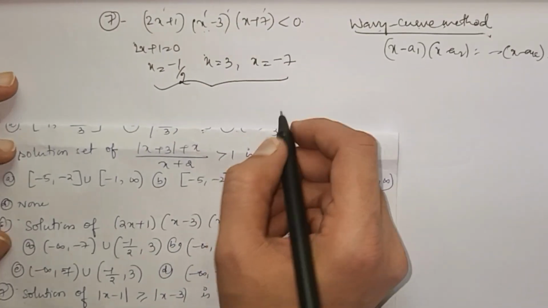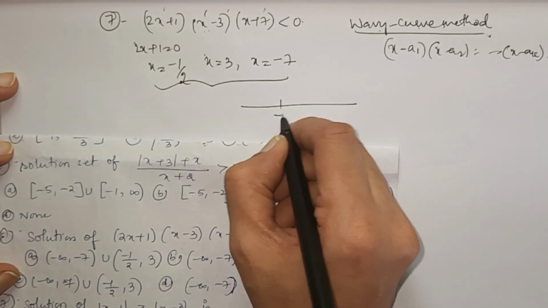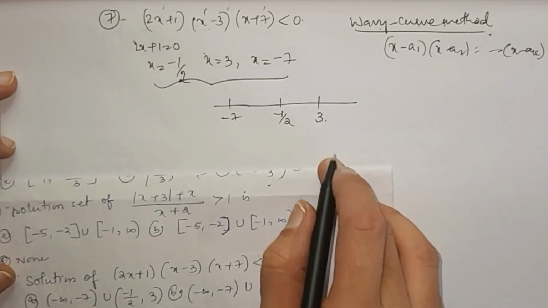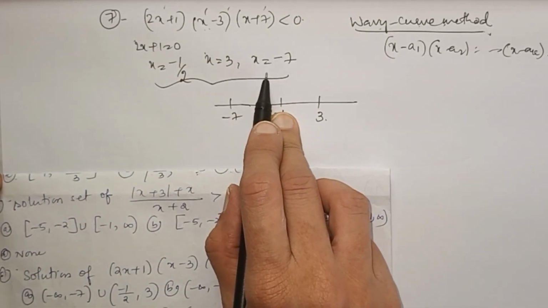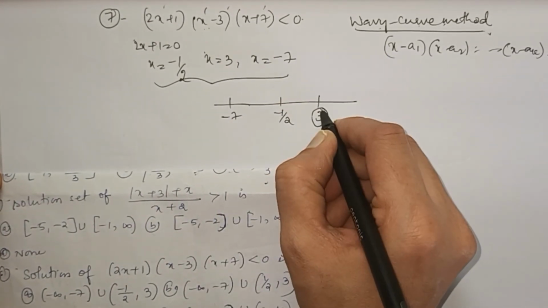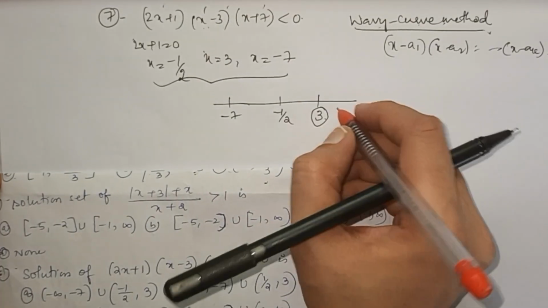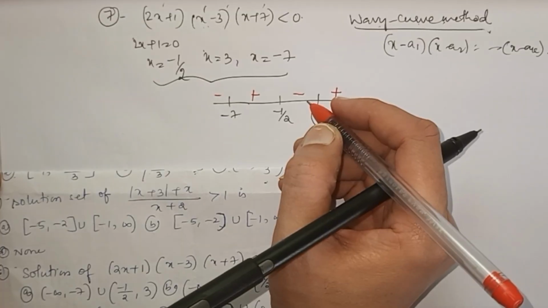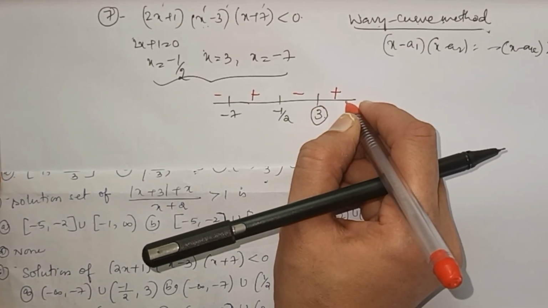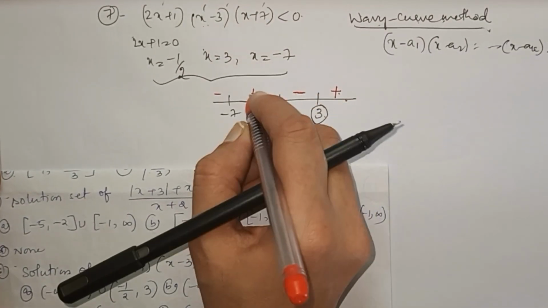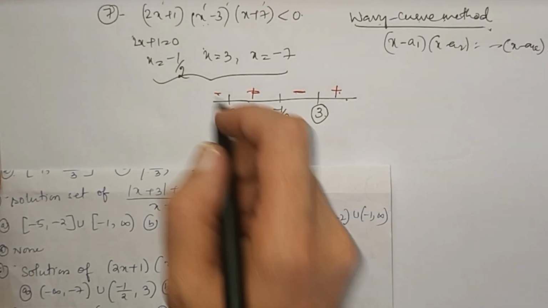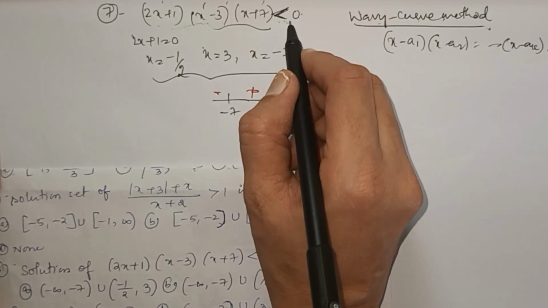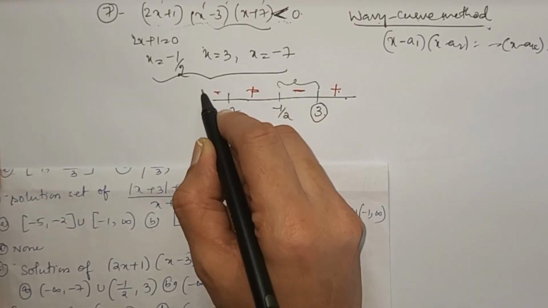Now these are the three key points. One is minus half, one is minus 7, and another is 3. Out of these three, you have to find out the largest one. The largest is 3. Now to the right of this largest value, you have to always put plus, then alternately minus and plus. So find the largest. To the right of the largest, you always put plus, then minus, plus, minus, alternately. Then check the inequality. The product should be less than 0. Less than 0 means negative. Where you will get the negative sign, that is at this place.